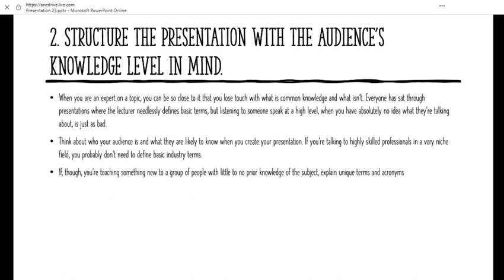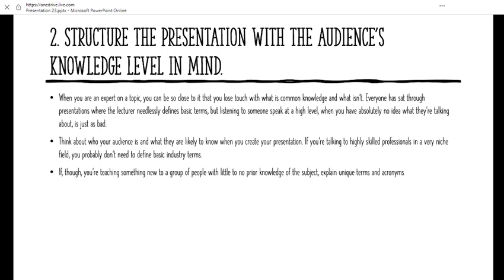The point number two being structure the presentation with the audience's knowledge level in mind. When you are an expert on a topic, you can be so close to it that you lose touch with what is common knowledge and what isn't. Everyone has sat through presentations where the lecturer needlessly defines basic terms, but listening to someone speak at a high level when you have absolutely no idea what they are talking about is just so bad.